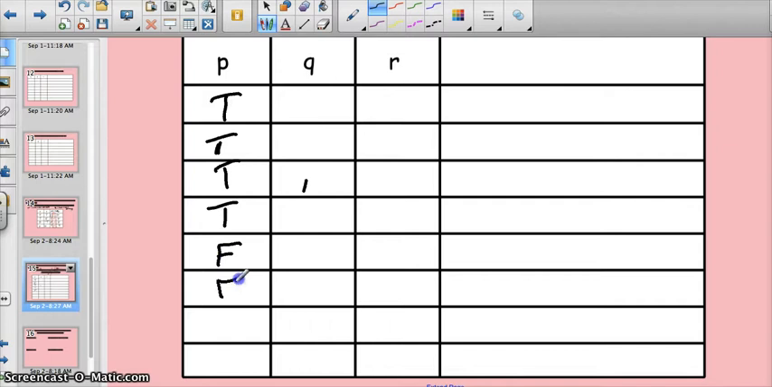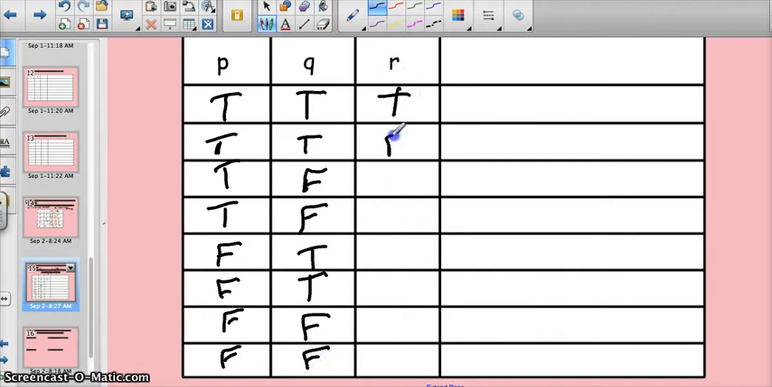Just an easy way to write it out. Next, for the Q, you do 2 trues, 2 falses the whole way down. So true, true, false, false, true, true, false, false. Finally, for the last one, the R, we go true, false the whole way down. True, false, true, false, true, false, true, false.